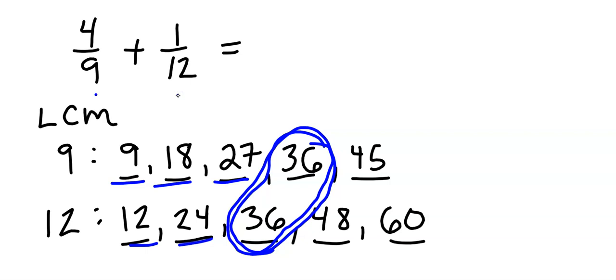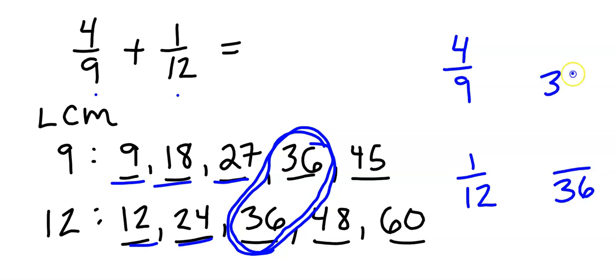So next what I'm going to do is I'm going to write this problem vertically. So I'm going to record the 4/9 and I'm going to record 1/12, and then I'm going to change them both so that they have a denominator of 36. So I need them both to have a denominator of 36.